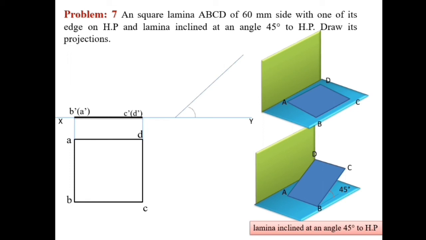So you take a 45 degree angle above the XY reference line, and you locate the points here, B dash A dash. The same line length you measure from the initial position of the front view, that means the 60 mm line. You will copy and paste it on the 45 degree inclination line. Now the surface is inclined 45 degrees.